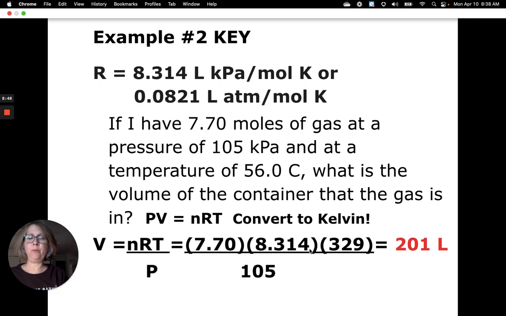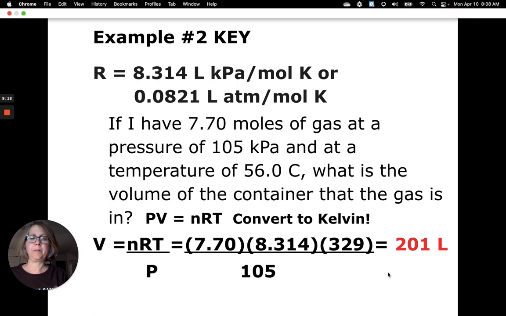Now I picked 8.314 because notice our pressure is in kilopascals, so we have to use the R value that's in kilopascals. So 7.7 times 8.314 times 329, because 56 plus 273 gives us 329, divided by 105, and that should give us 201 liters. And again, think about this. We got 3 sig figs all over here, so that's why we round our answer to 3 sig figs.